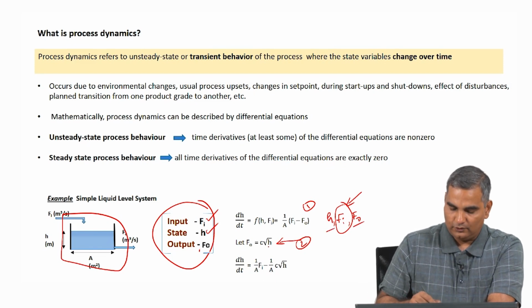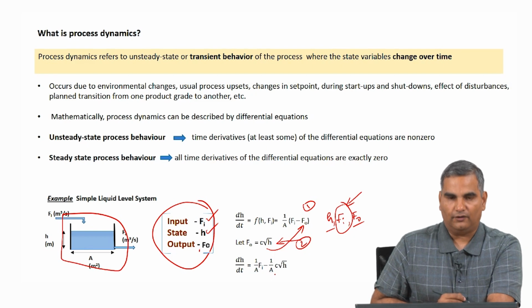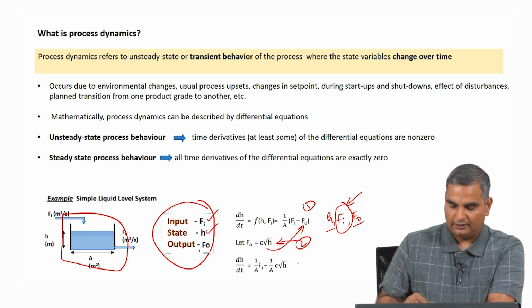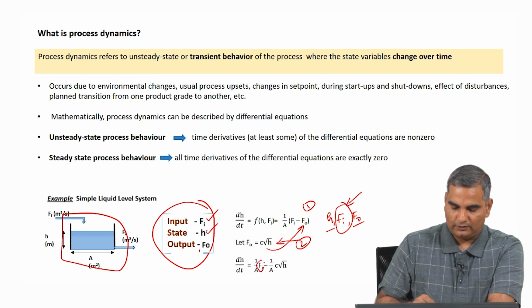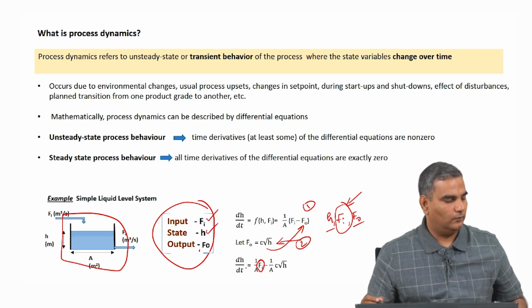In fact, what you can do is you can substitute this F naught here, and then you will have an equation which has the following form: dH by dt is 1 over A Fi minus 1 over A C root H, and you notice that this equation is a differential equation in H, and Fi is what is called the input variable or a forcing function for this equation.